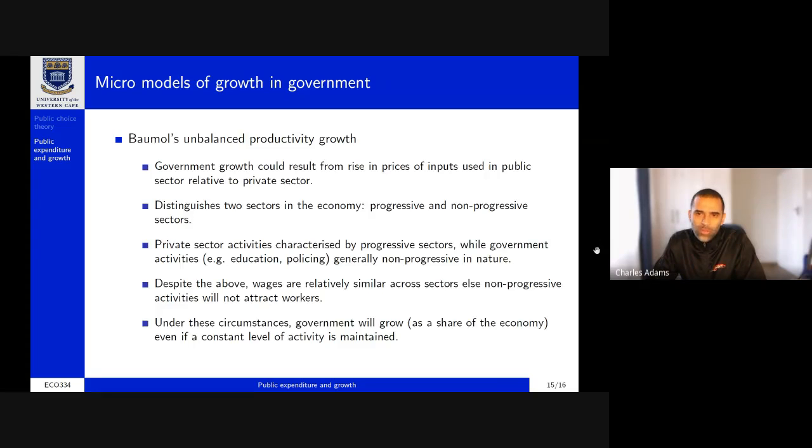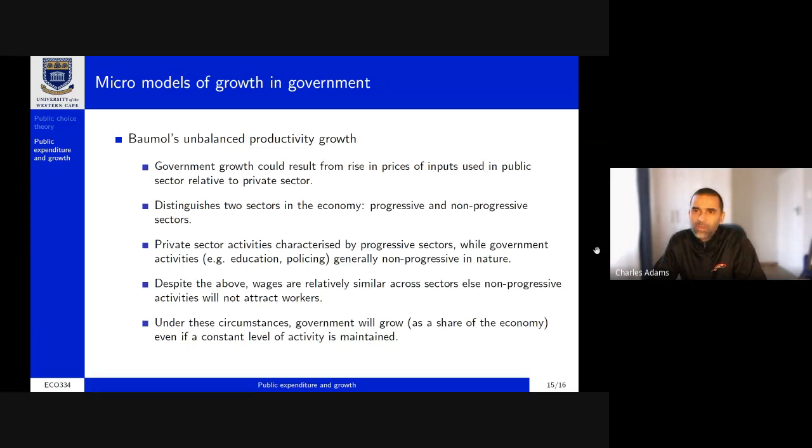Now, where the problem comes in, and this is why Baumol's idea is often related to inflation, is that salaries can't diverge too much between the public and private sector, right? So despite the fact that you observe some sectors with low productivity growth compared to some other sectors, you won't necessarily see salary compensation across those sectors diverging too much across the progressive and non-progressive sectors. So this will suggest that government will naturally grow as a share of GDP, even if it doesn't change how much it does, right? Even if it maintains the same level of activity over time, the mere fact that the salaries of workers in government will have to match salaries of workers in other sectors means that government's expenditure as a share of GDP will have to increase.